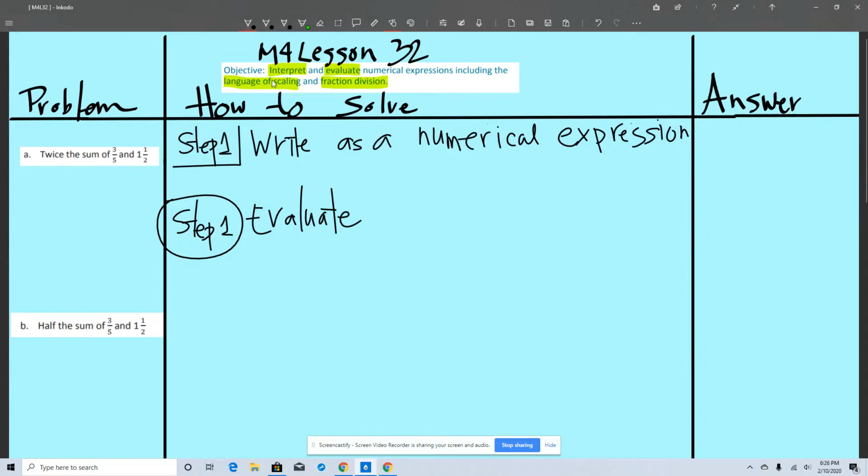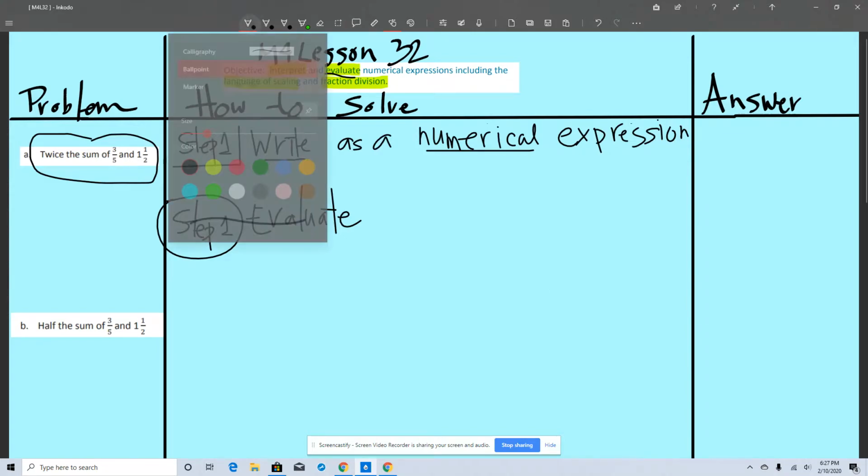And we're looking now at interpret. The objective is to interpret. That means we have to interpret these kinds of expressions now. We have to interpret it into a language that we understand, which is write it as a numerical expression. And our next thing is going to be to evaluate. That means solve it. All right, let's begin with the first one.